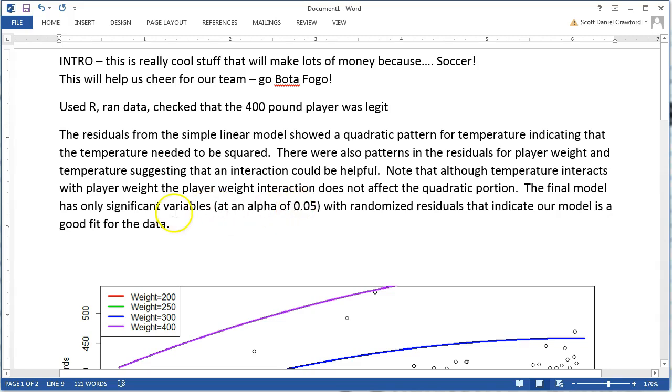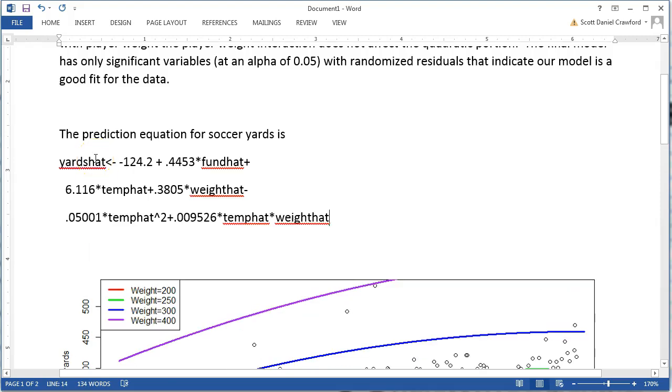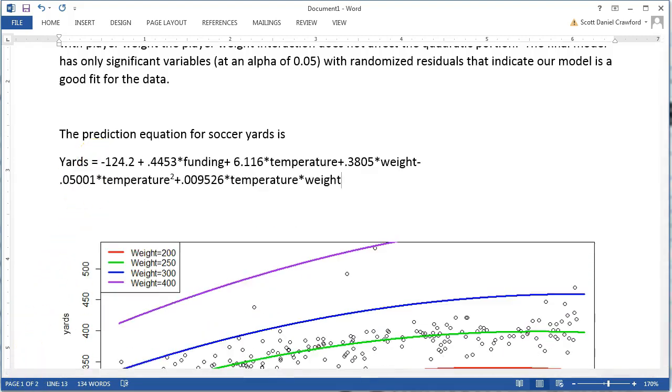So there I have my alpha, they were all significant, randomized residuals. Our model is a good fit for the data. And even if they don't understand that, they'll see that sentence and think, oh, good. Now let's give them the prediction equation, which I can start with what I had in R and just clean it up so it looks nice.